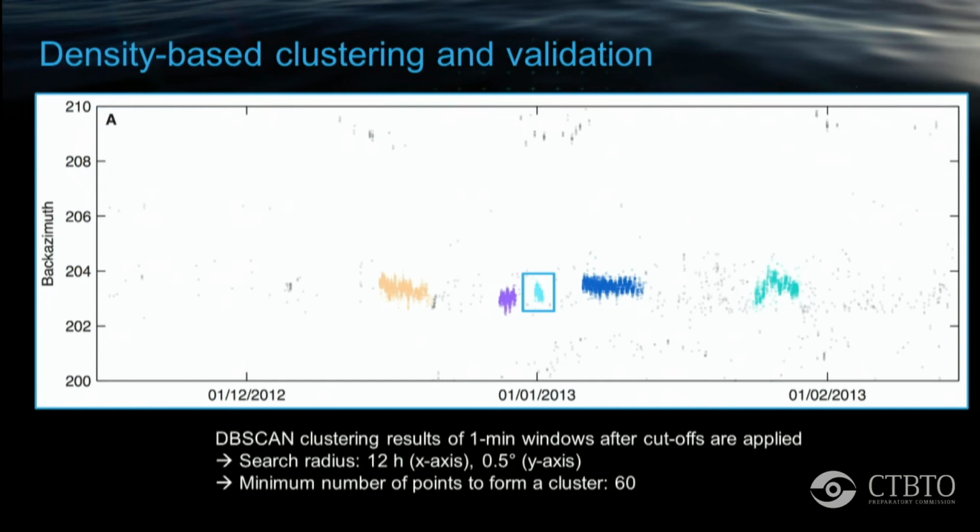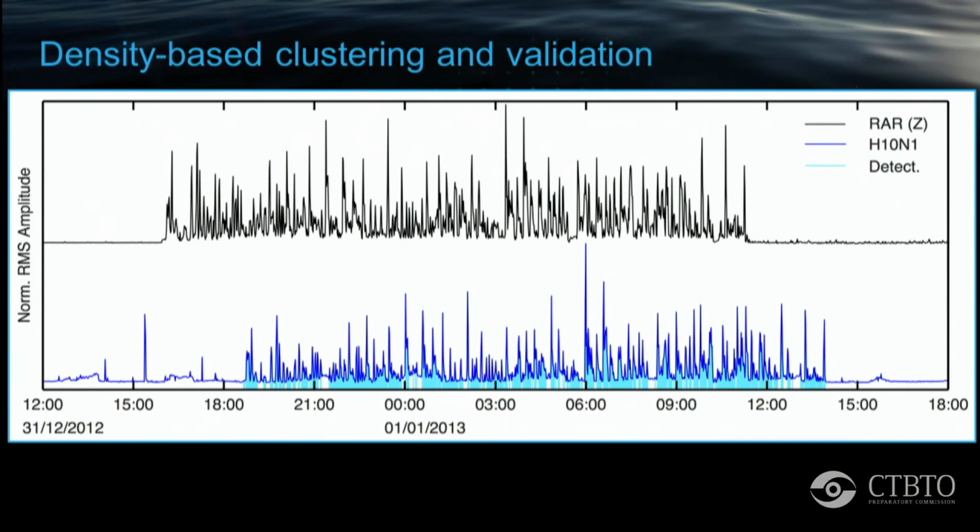So something that I did is I calculated the envelopes, and this is where the Rarotonga seismic station comes back in up here in black. And I calculated the envelopes for the broadband seismic station, which is quite close to the volcano. Well, quite close here means about 2,000 kilometers. And in blue here is the hydrophone recordings for the same time that we've seen before. And in sky blue, that's the detections that we made using our algorithm.